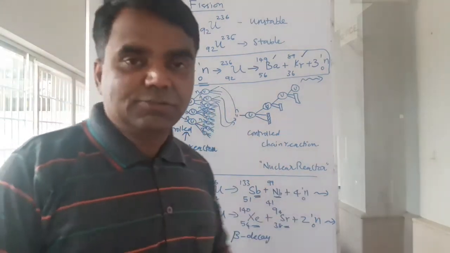I hope this is clear to you. Now let's put a number to the amount of energy that is released. It's roughly 200 mega electron volt. So the amount of energy released is 200 mega electron volt per nucleus.